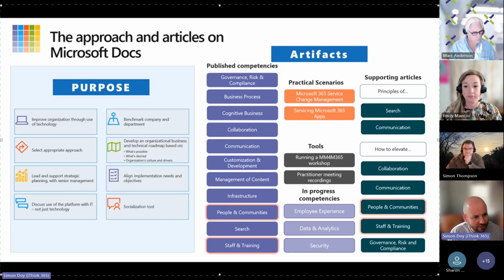That is its purpose. It's about having a business focused language where we can explain the benefits, the impacts on the business by increasing the maturity of your organization in these competencies. And that's really what it's about.